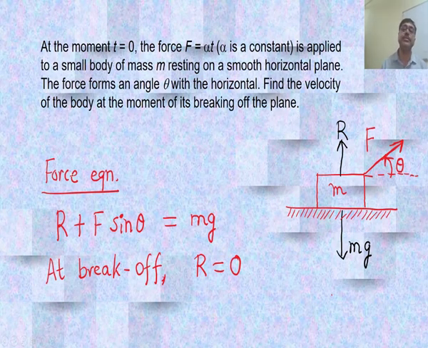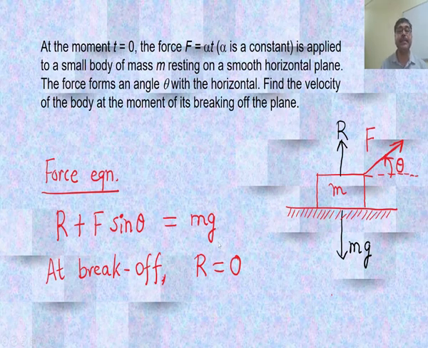Now, what is the force equation? The force equation is very simple. First, check the force upward, which is nothing but the thrust of the ground, capital R. And F sine theta is the component of the applied force F towards the vertical, normal to the ground. And this has to be equal to mg, which is the force downward. So R plus F sine theta is equal to mg.